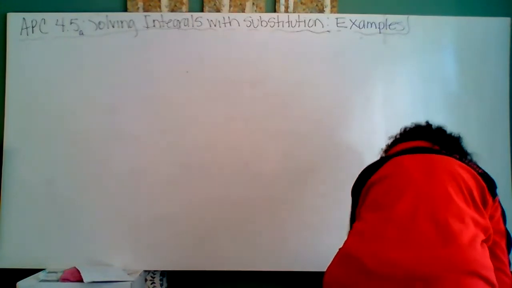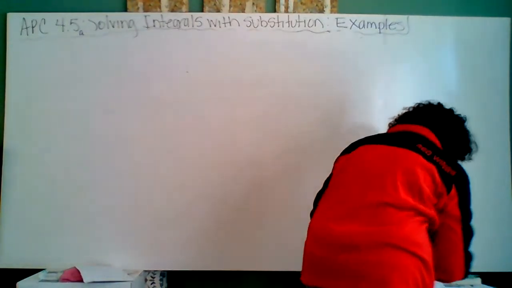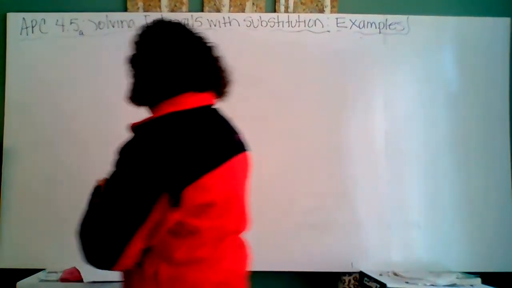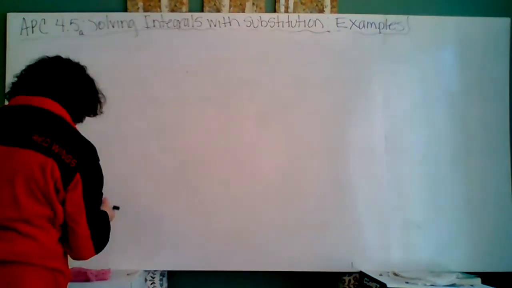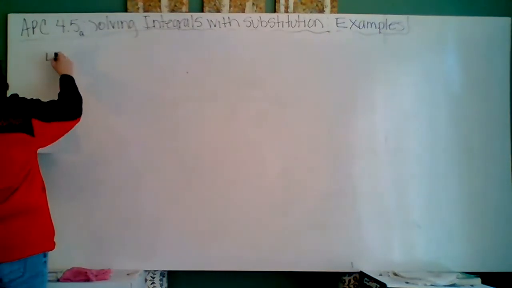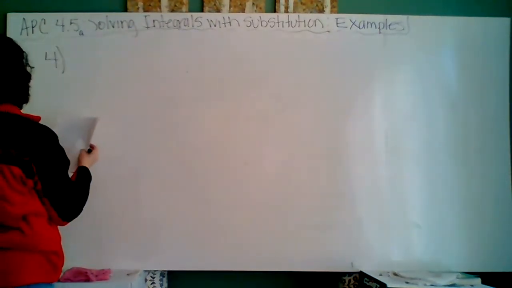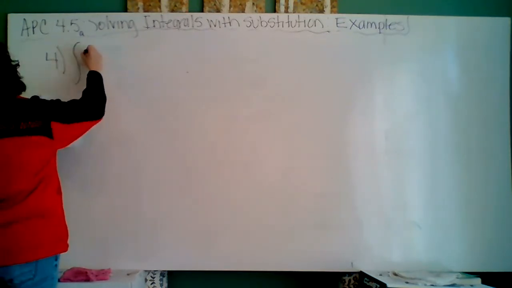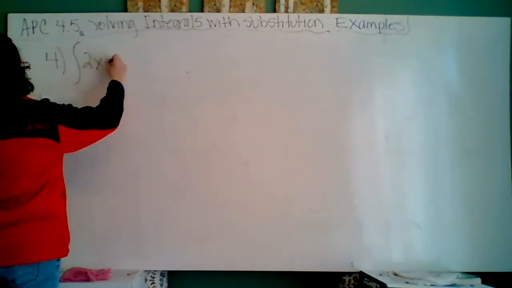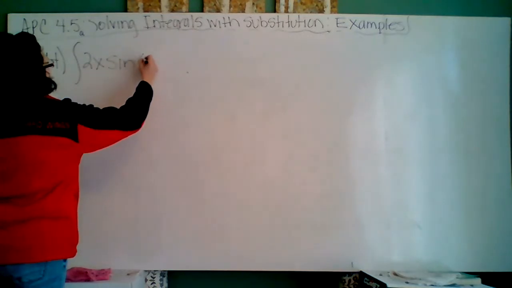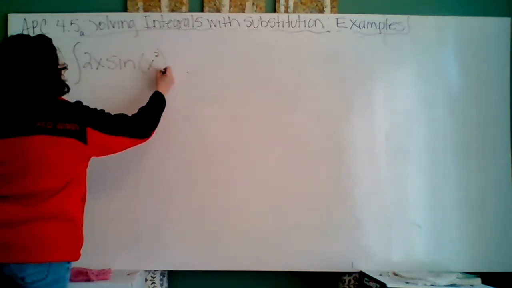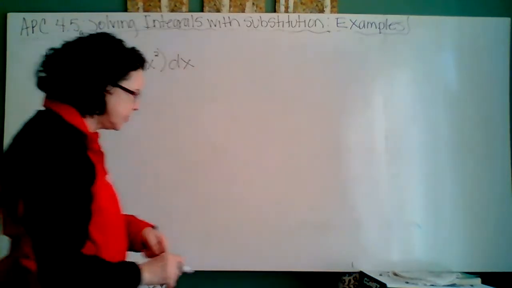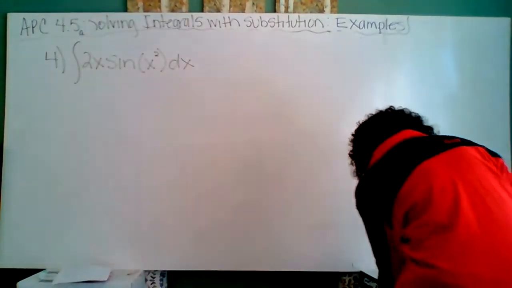All right, let's see if this blue marker works. No, that's not dark enough. Okay, here we go. This is problem number 4. Let's integrate, let's see, I did 1, 2, 3. Oh, let's try this. Integrate 2x sine x squared dx. I'm sorry I keep changing markers. I actually need new ones and they're just not showing up dark enough.